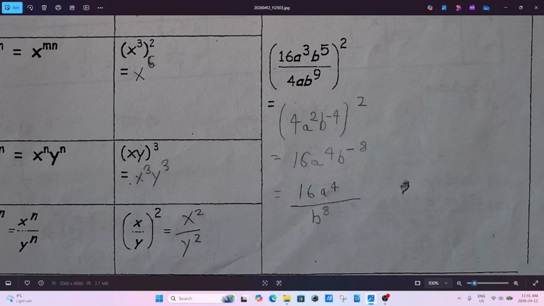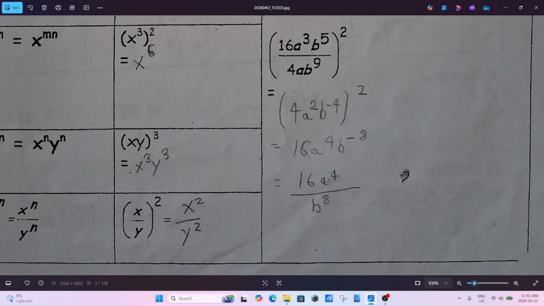Then you have 16 a to the 3 b to the 5 divided by 4 a b to the 9, all to the exponent 2. So let's solve the inside first, which gets you 16 divided by 4 gives you 4, a to the 3 divided by a gives you a squared, b to the 5 divided by b to the 9 gives you b to the negative 4, right? Because there is a 4 in the bottom, and so we just write a negative to indicate that it's supposed to be in the bottom of the fraction.